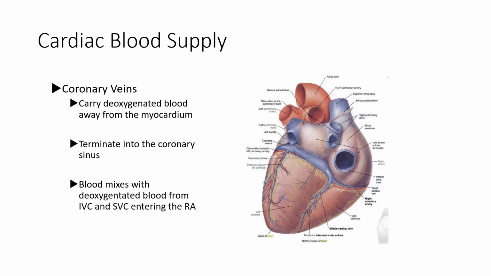The coronary veins will carry deoxygenated blood away from the myocardium, and they will terminate into the coronary sinus. Blood mixes with deoxygenated blood from the inferior vena cava and superior vena cava entering the right atrium. One thing that I want to point out is how microvascularized the heart is. When we look at these diagrams of the heart, you don't see it. It's not in the diagram because it would kind of drown everything out.